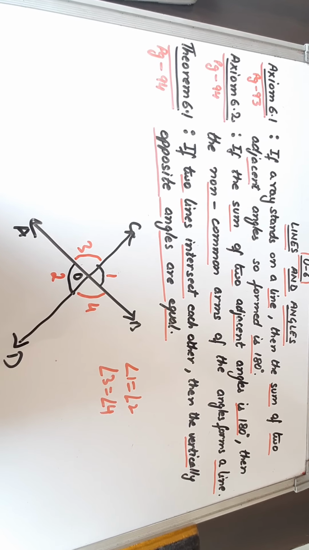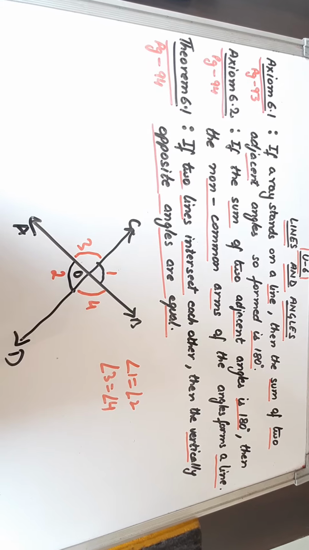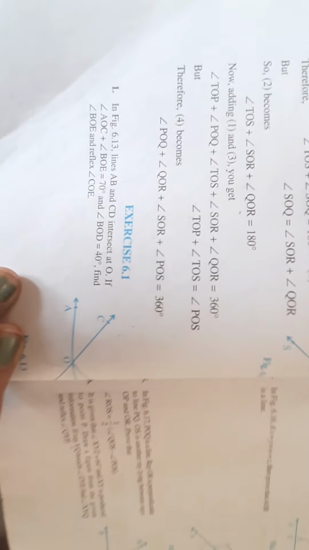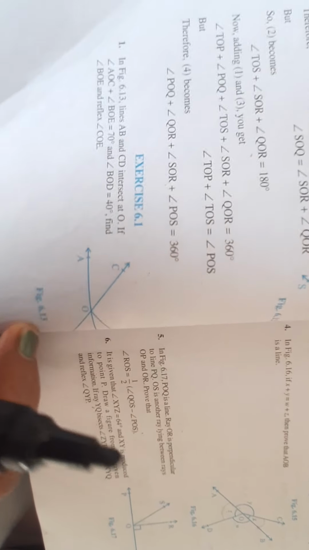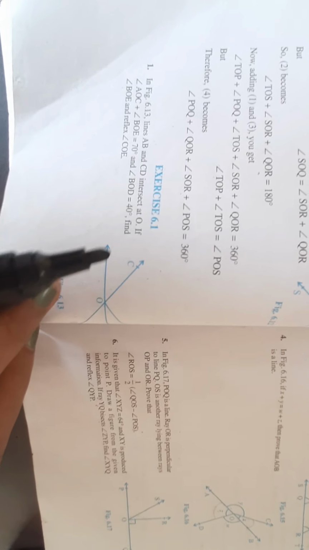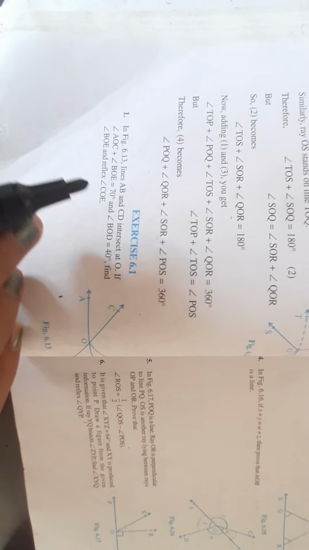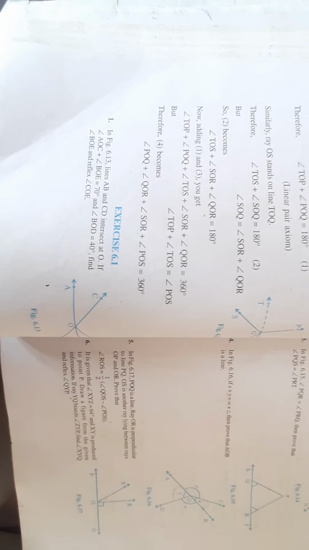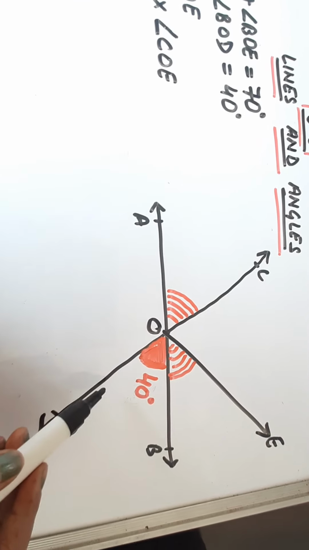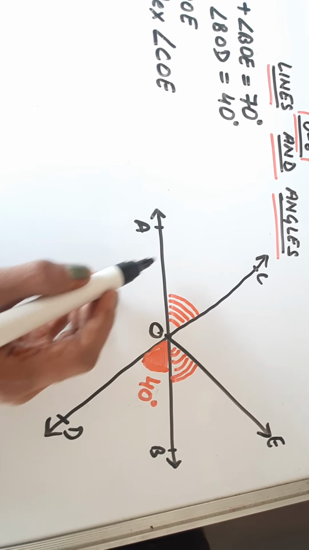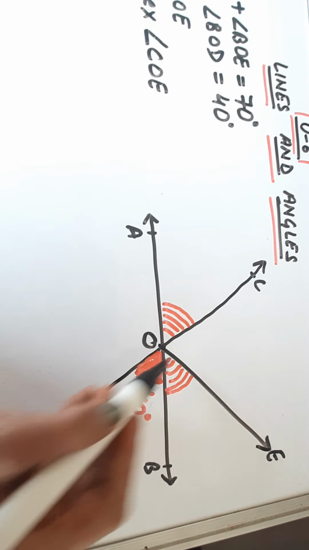Now let's start with the first question of the 6.1 exercise. Now dear students, our first question is, in figure 6.13 which is given to you, lines AB and CD intersect at O. So what is given to us? Let us see. Lines AB and CD intersect at point O, means AB is a line, CD is a line.